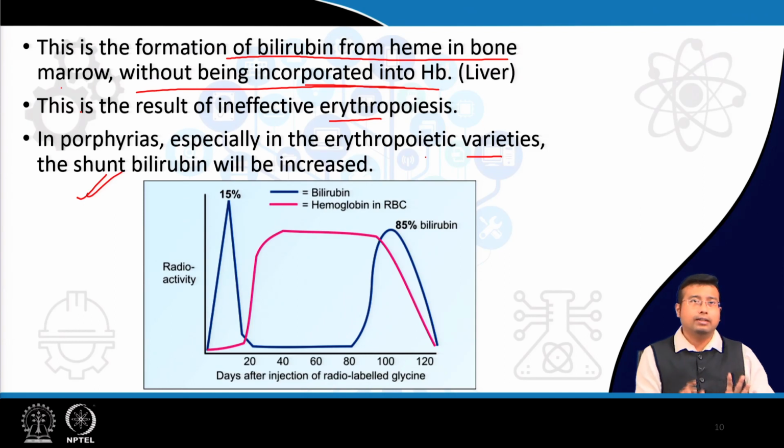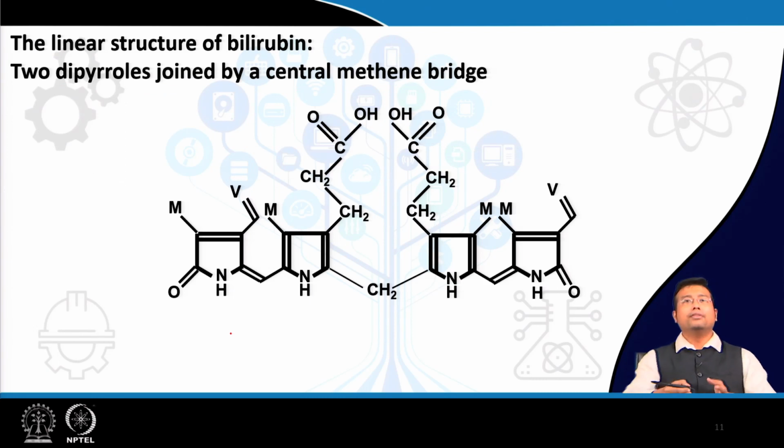So, you should be very clear, right. This is the 10 to 15% of bilirubin. This is a very important short note, MCQ or a viva question, depending on what type of exam you are facing. Now, let us discuss the structure of bilirubin.